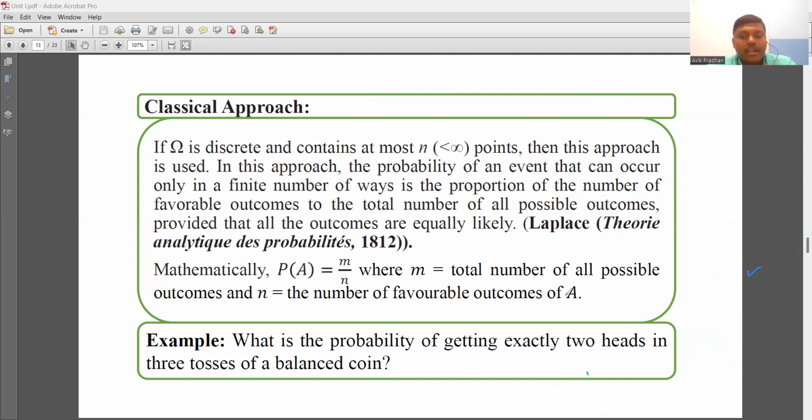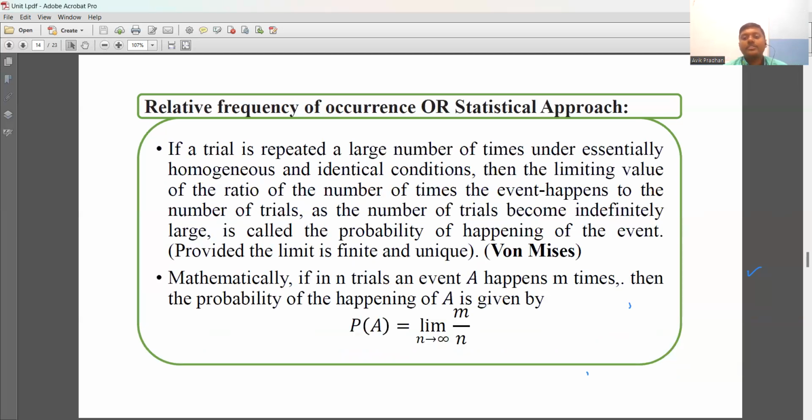So that approach is known as the statistical approach. So let us go for that one. Relative frequency of occurrence, or statistical approach. So in this approach, we need not consider the assumption of equally likely, or the assumption of countably finite, means countable set or finite set. We need not consider that assumption in this case.